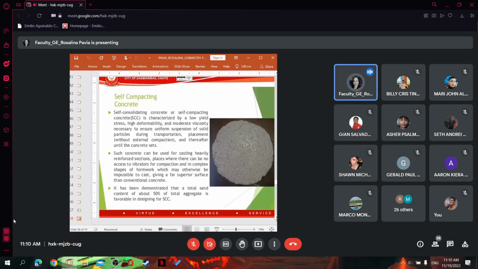We also have what you call the self-compacting concrete or SCC. Self-consolidating concrete or self-compacting concrete is characterized by a low yield stress, high deformability, and moderate viscosity. So when you say moderate viscosity, this is the consistency of your concrete mix. Gaano kalapot yung concrete mix ninyo.